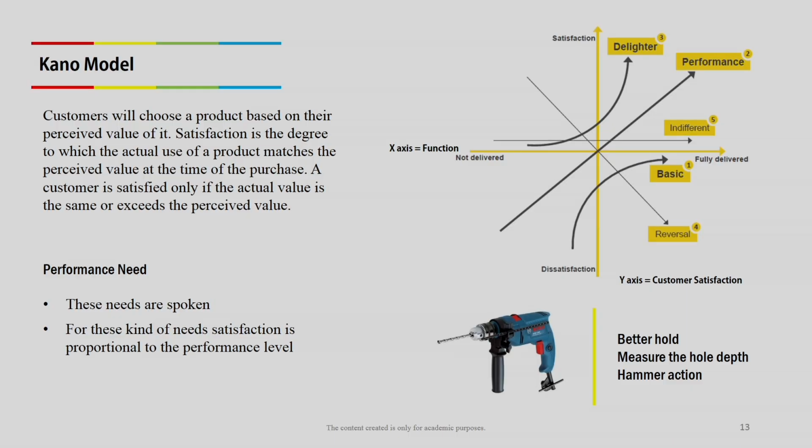Now, let us explain performance need. These needs are spoken, and for this kind of need, satisfaction is proportional to the performance level. In case of a drill, if there is better hold, measurement capacity of hole depth and hammering action, for example, then the performance of the drill is good and the customer will buy this product and their satisfaction will be high.